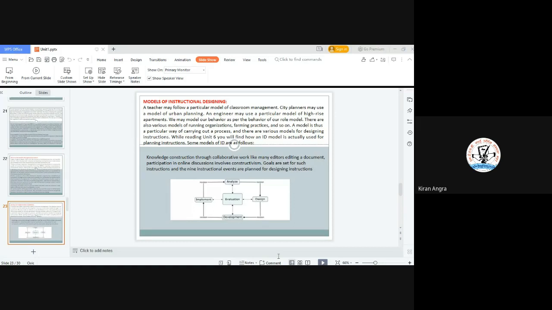So if I explain, analysis is a phase where analysis of the needs is done. Learners' needs, interest, age, and prior learnings are examined under the head of the analysis. So instructional goals and objectives are established first, then comes the design phase.